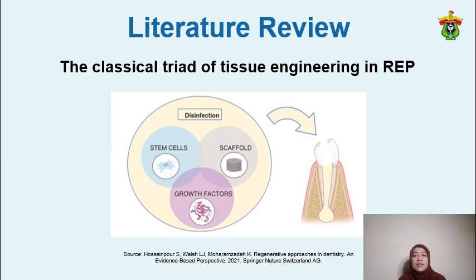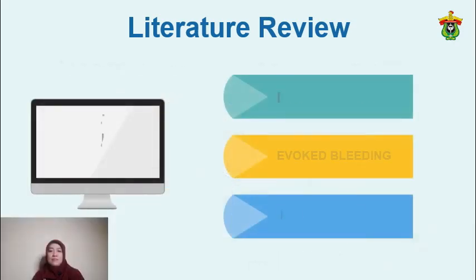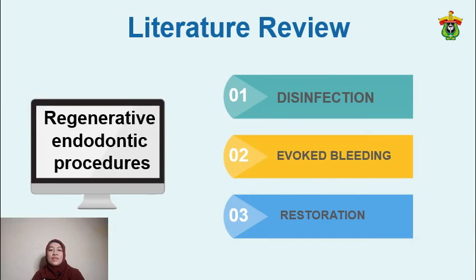These indications led to the addition of another important factor to the existing triad, which included adequate disinfection of the root canal space. We can see in this picture how disinfection interacts with stem cells, scaffolds, and growth factors, and it is usually called the classical triad of tissue engineering in regenerative endodontics. Regenerative endodontic procedures can be described in three main steps: disinfection, evoke bleeding, and restoration.